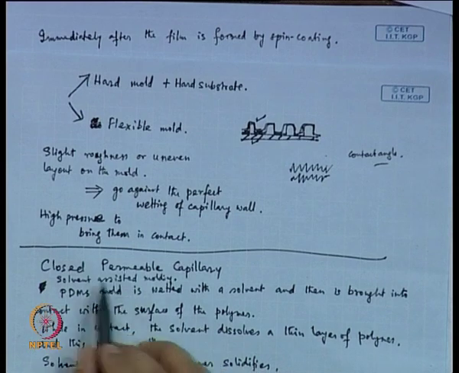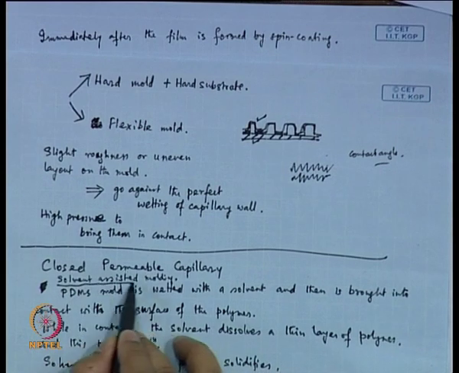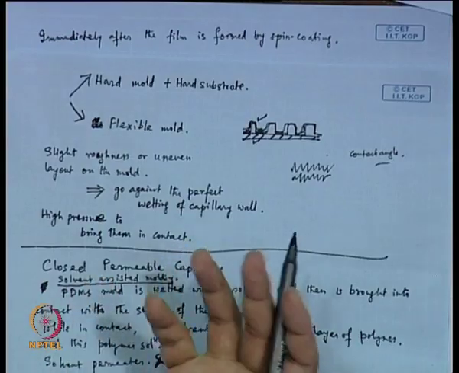So, when it comes to closed permeable capillary filling, one is solvent assisted molding, where you have the polymer which is solid, but the PDMS mold on the surface has that solvent and you bring it in contact, and wherever it touches the polymer, those portions of polymer get softened or dissolved, and that liquid that forms will flow through the nook and cranny of those features using capillary phenomena.